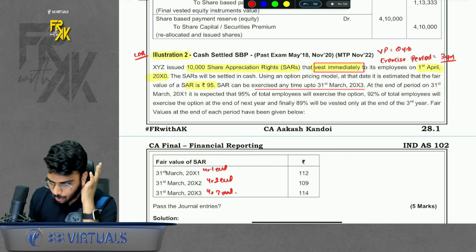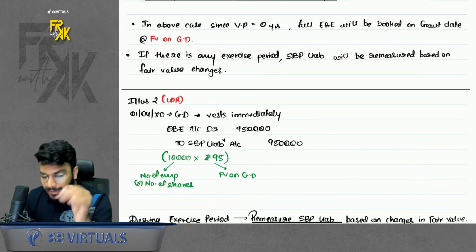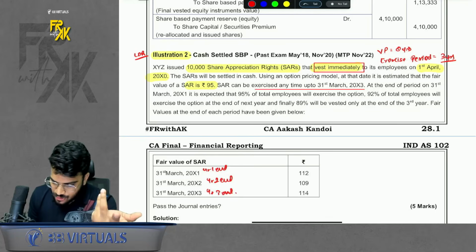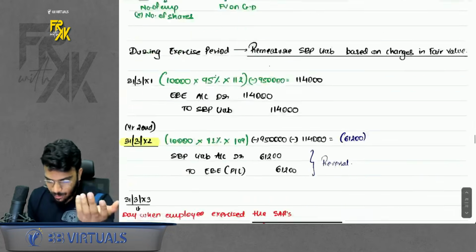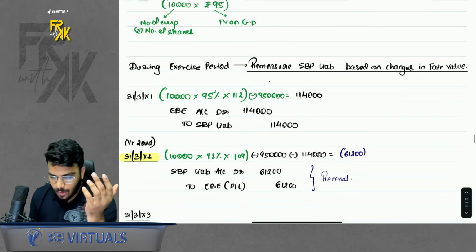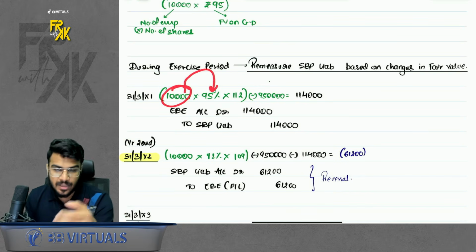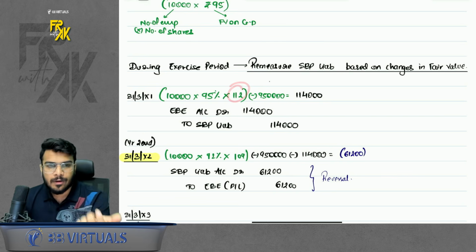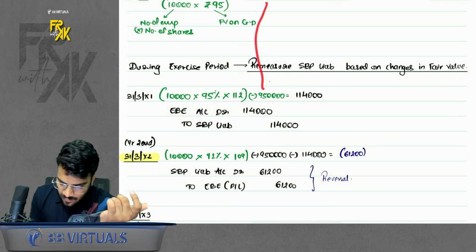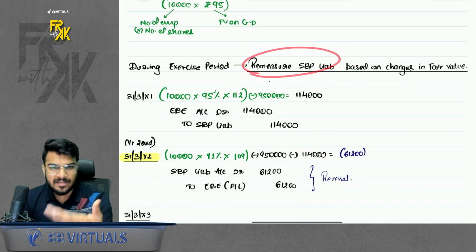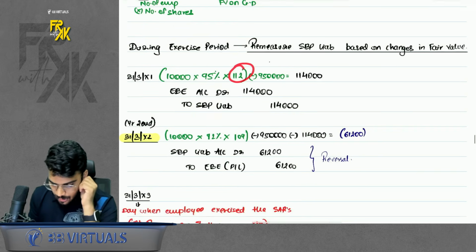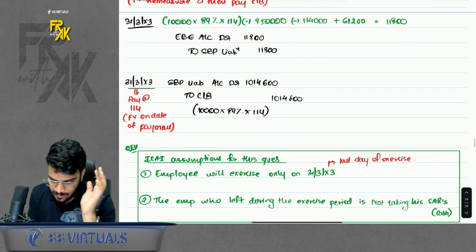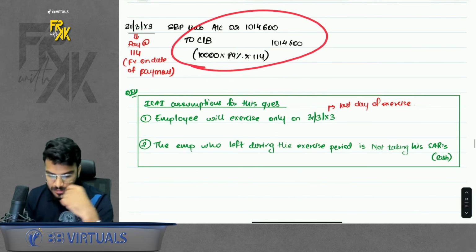So what to do during the exercise period? During the exercise period, keep on remeasuring based on the changes in fair value. If you see, the fair value is changing during the exercise period. How to remeasure, sir? Simple. Whatever options you are giving, into the percentage of expected employees who will stay for the 3 years, into the fair value on year end, minus whatever expense you have booked. So just keep remeasuring. You will remeasure for year 1, year 2, year 3, and whenever they take the payment, just make the payment at the end of the last year. So there are assumptions in this question.